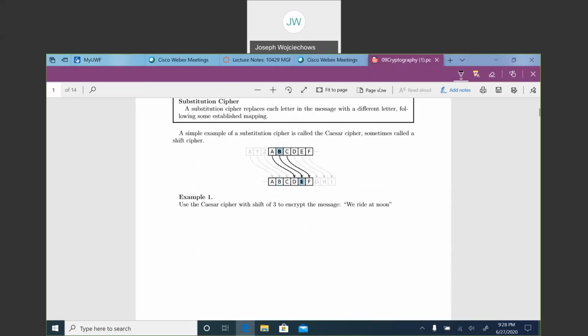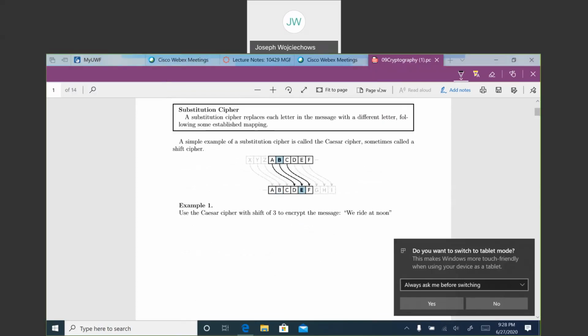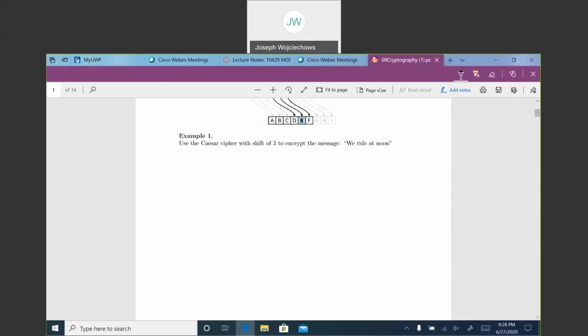So let's look at an example of a simple Caesar cipher with a shift of 3. The message we want to encrypt is "we ride at noon." There's several ways we can do this, but the method that I typically use is I start out with the alphabet.